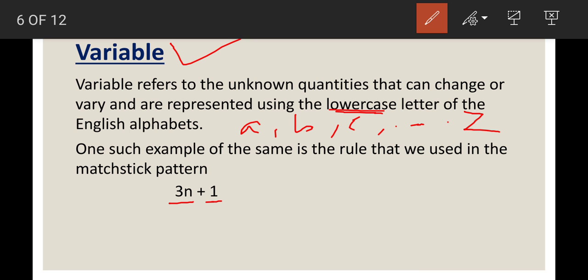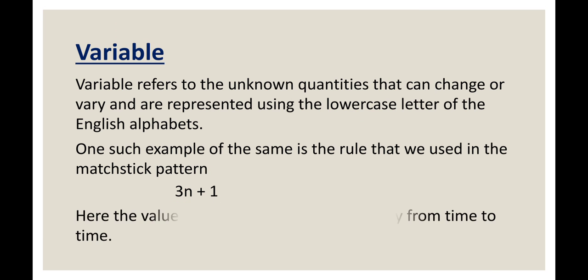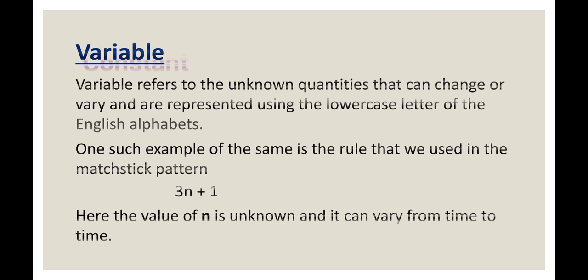Here we are using a small letter, that is n, and that n is known as a variable. Why? Because it varies each time. In place of n, we can put 1, we can put 2, we can put any number. It changes every time, so we can call it a variable, as it is varying every time. Vary means change. So here n is an unknown quantity and it can vary from time to time. As per our requirement, we can put the value of n to get the number of required matchsticks or whatever it may be. Next, move to constant.